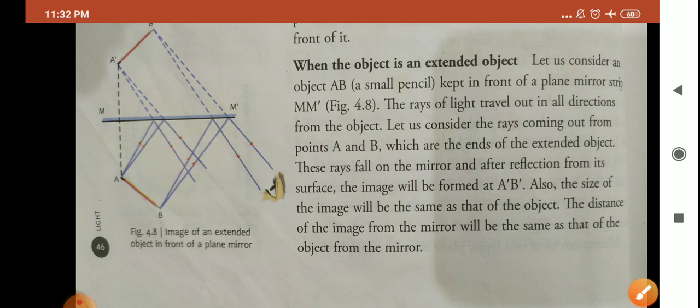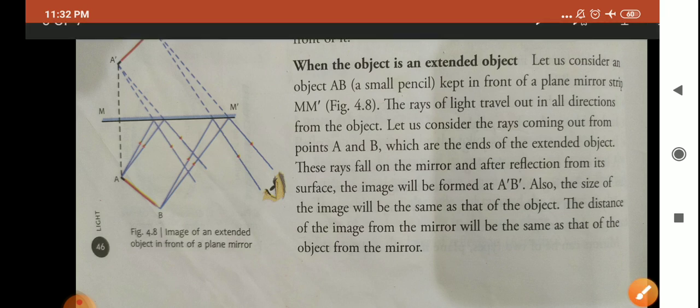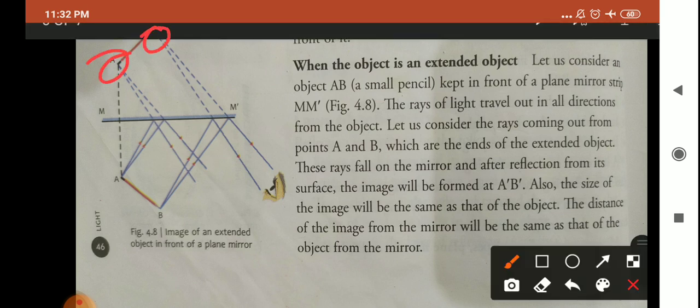Now I am reading here. Let us consider an object AB, a small pencil kept in front of the plane mirror XY. The rays of light travel out in all directions from the object. Let us consider the rays coming from the points A and B. So we are taking two points of the pencil, that is point A and B, which are the ends of the extended object. These rays fall on the mirror, as you have seen, and after reflection from its surface, the image will be formed at points A dash and B dash. This is your A dash, and here it is your B dash.